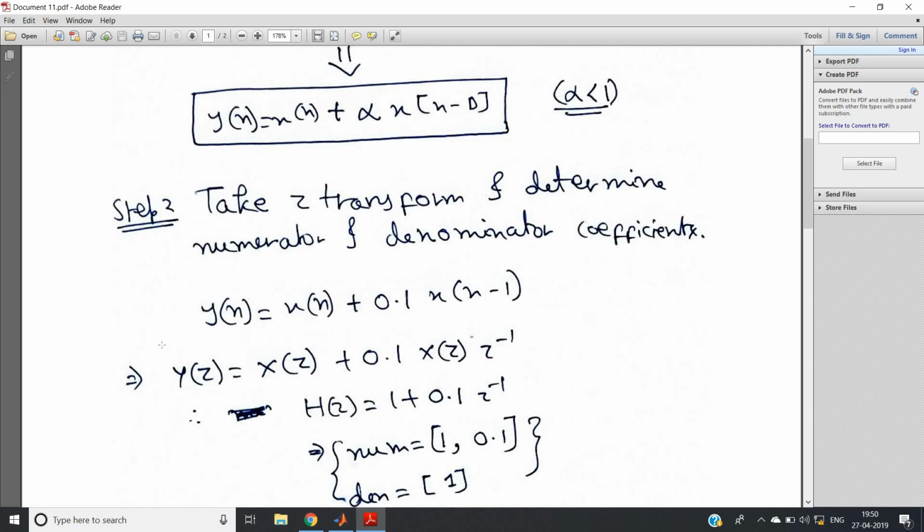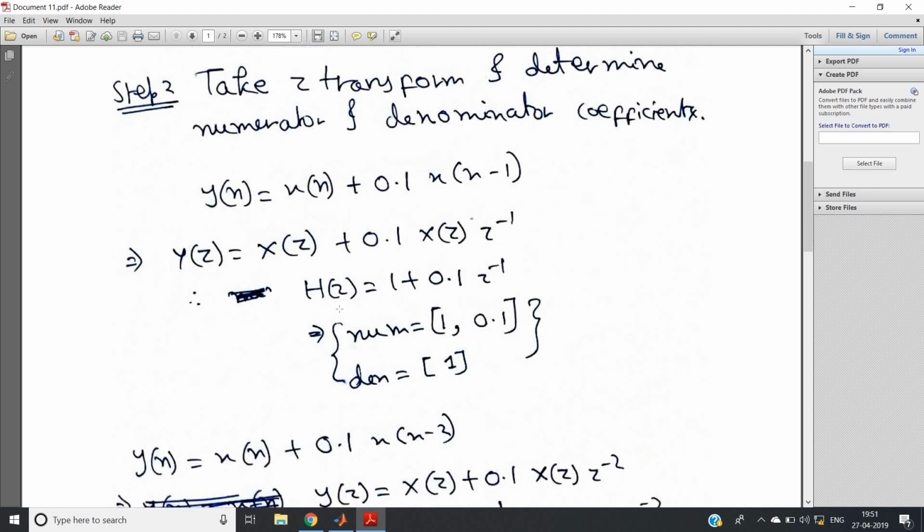Okay, so from here we can derive that h of z equal to 1 plus 0.1 z to the power minus 1, right? Because Y of z is equal to, take X of z common on the right hand side, and you will get Y of z equal to X of z into 1 plus 0.1 z to the power minus 1. That will result in Y of z by X of z equal to H of z is equal to 1 plus 0.1 z to the power minus 1. That means in simple words, numerator coefficients will be 1, 0.1 and denominator coefficient will be 1, because there is no denominator, right? Only numerator.